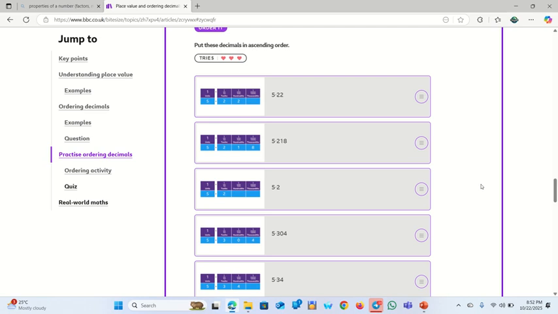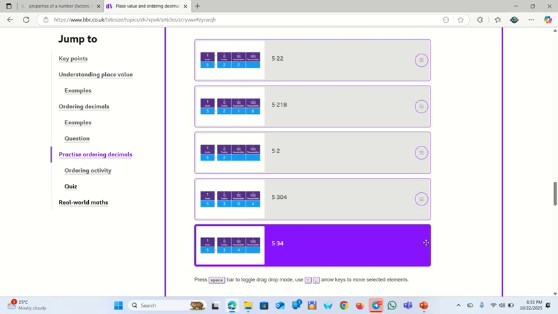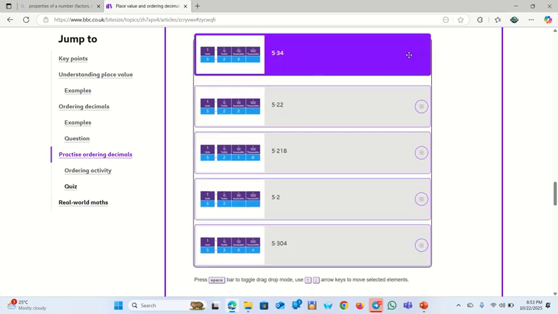Okay, sir. So from the highest to the biggest number, right? We are going to do it from up down because it's ascending as it goes up. The highest will be up, the lowest will be down. 5.34 would be at the top. So let's move it.